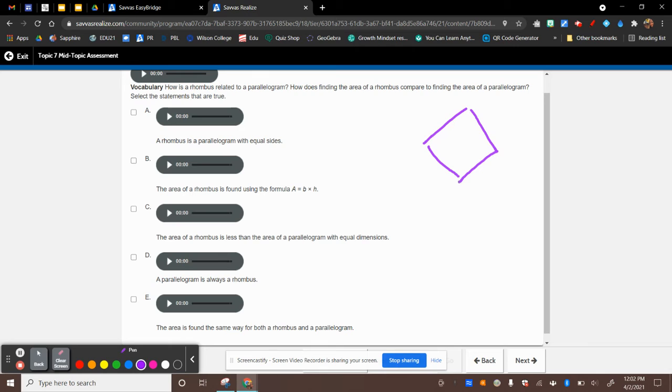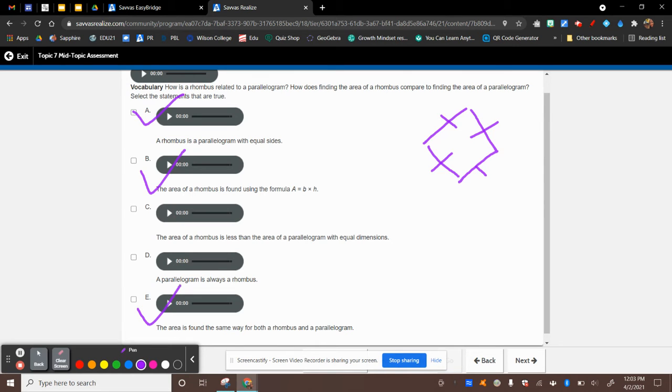So there's four sides. These are equal. We find the area the same way we find the area of a parallelogram. So if you think about like a square, then kind of shift it a little to make it a diagonal, that is what a rhombus is. So a rhombus is a parallelogram with equal sides. Yes, the area of a rhombus is found using area equals base times height. Yes, and the area is found the same way for a rhombus and a parallelogram. So those are the three that are true.